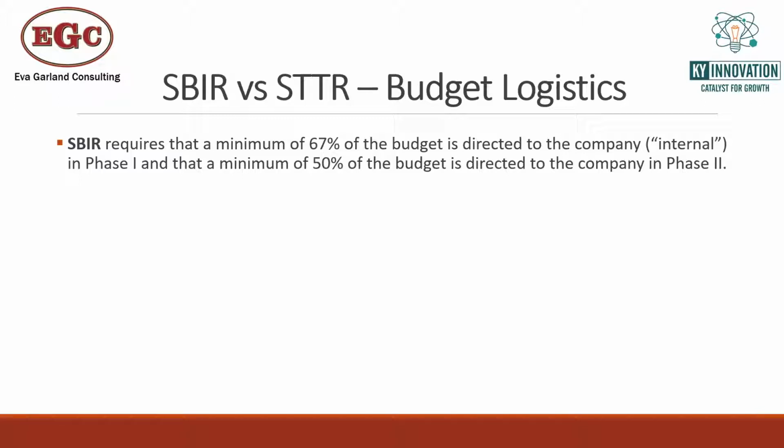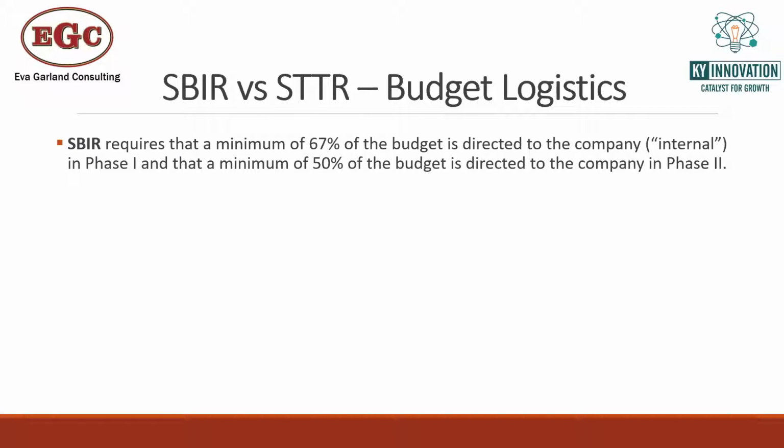Okay, so for SBIRs, you need to spend a total of 67% of your budget with internal costs. So of the total budget, 67% needs to go internal. So you can't have your company essentially flow through 50, 60, 70% of the budget to a university. And so again, that's important to keep in mind. And that's actually where an STTR is nice, because the rules are a little bit different there.